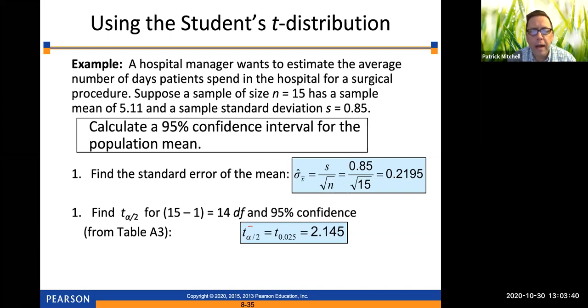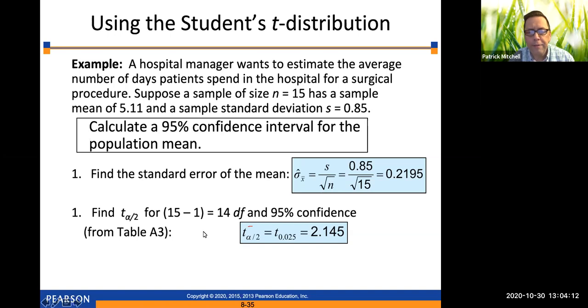So first we'll find the approximate standard error of the mean. And again, instead of doing sigma divided by the square root of n, you do s divided by the square root of n. 0.85 divided by the square root of 15 comes out to be about 0.2195. Next, we have to find the critical t-value for 14 degrees of freedom. Remember, the sample was size 15. The degrees of freedom is always that number minus 1.